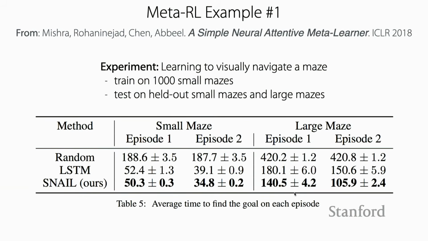And we also see that it does significantly better than a random agent in the large mazes. And in both cases, using the self-attention architecture is better than using an LSTM architecture, which is another memory architecture.